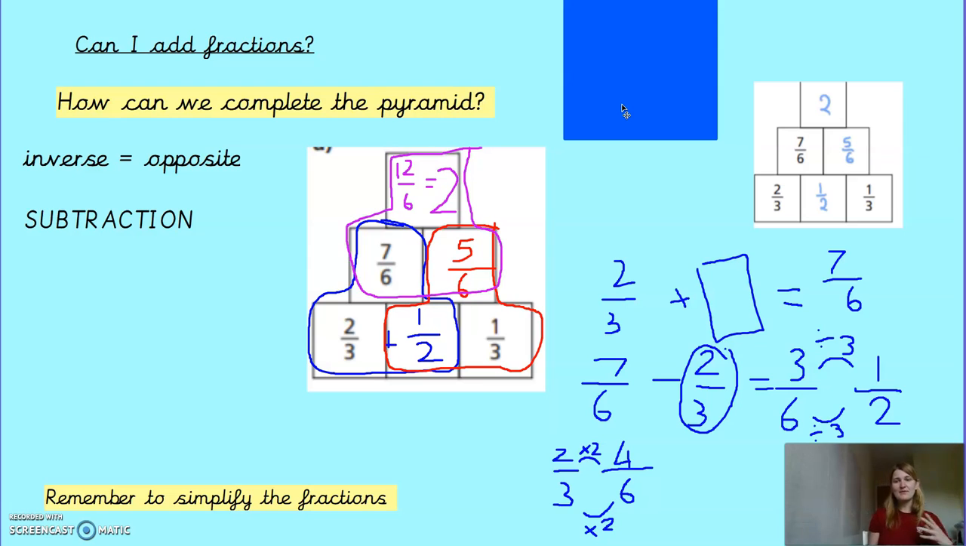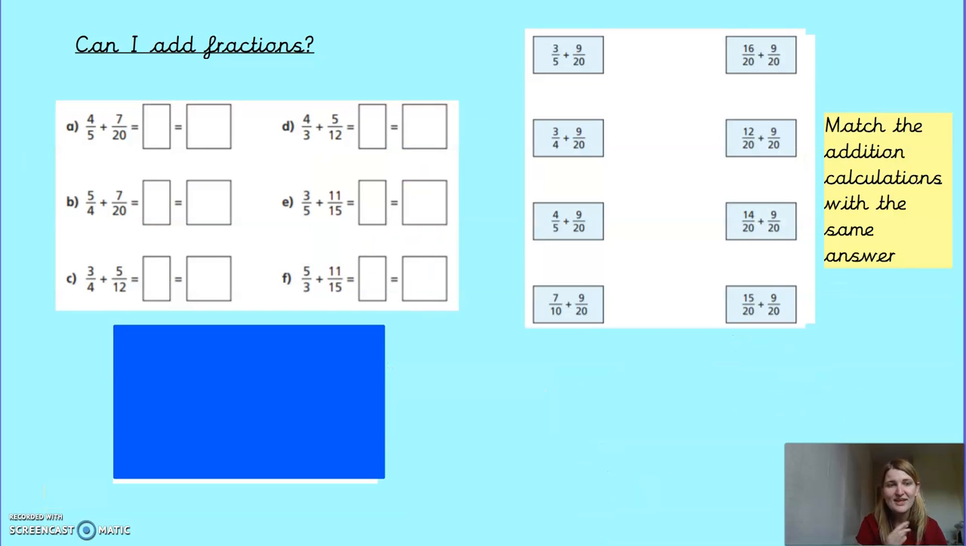So that's something that's come up before previously, but it's just different ways of doing it. Remember you can use the inverse to subtract to find it, or you can add if you've got those bits. It just depends on what number is missing.